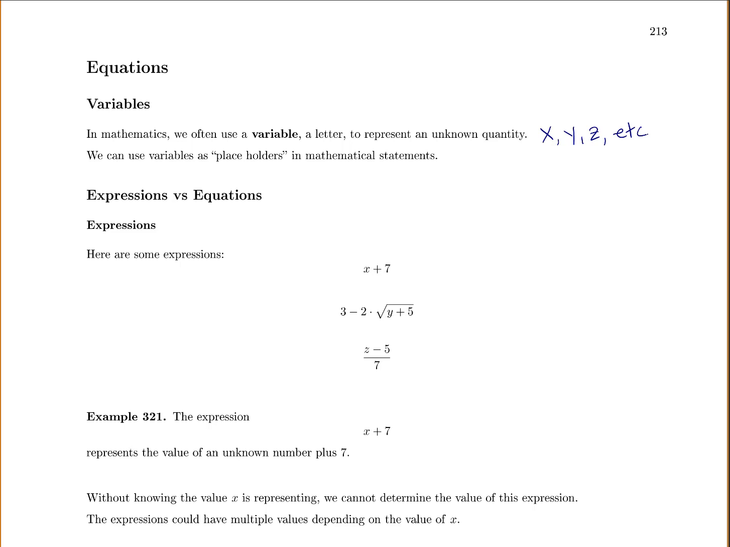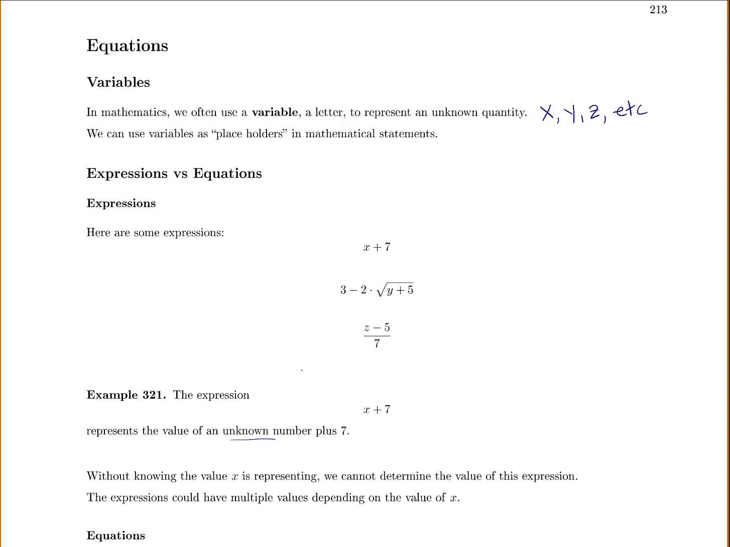So might be a question first, what's the difference between an expression and an equation? So an expression would be like x plus 7 or 3 minus 2 times square root of x plus y. You'll notice all of these expressions don't have an equal sign. That's what makes them an expression. So the expression of x plus 7 represents the value of some unknown number x plus 7. But if we don't know what x is, we can't actually plug it in, so we don't know what this expression will be. So it can have different values depending on x.